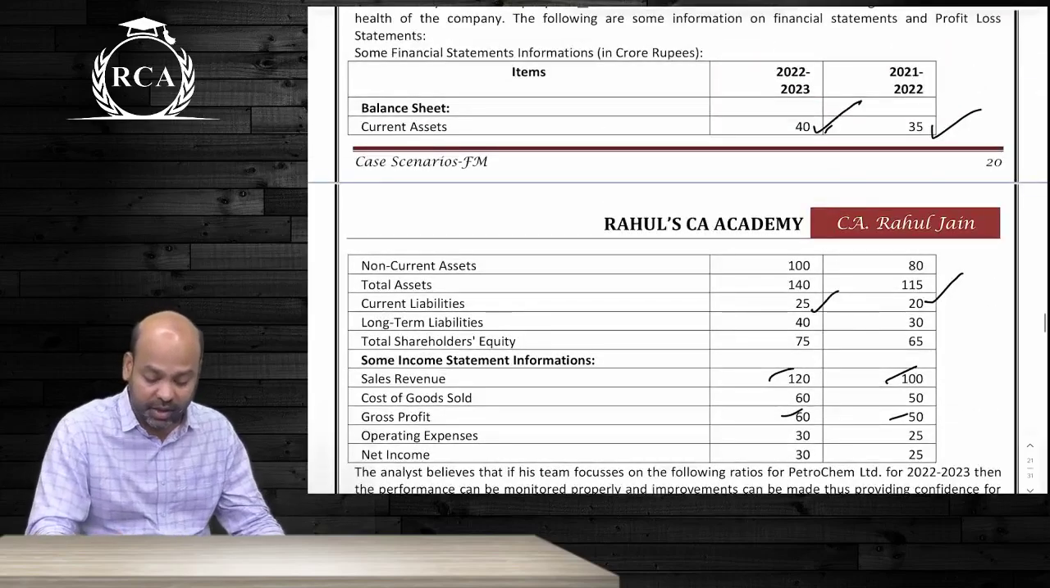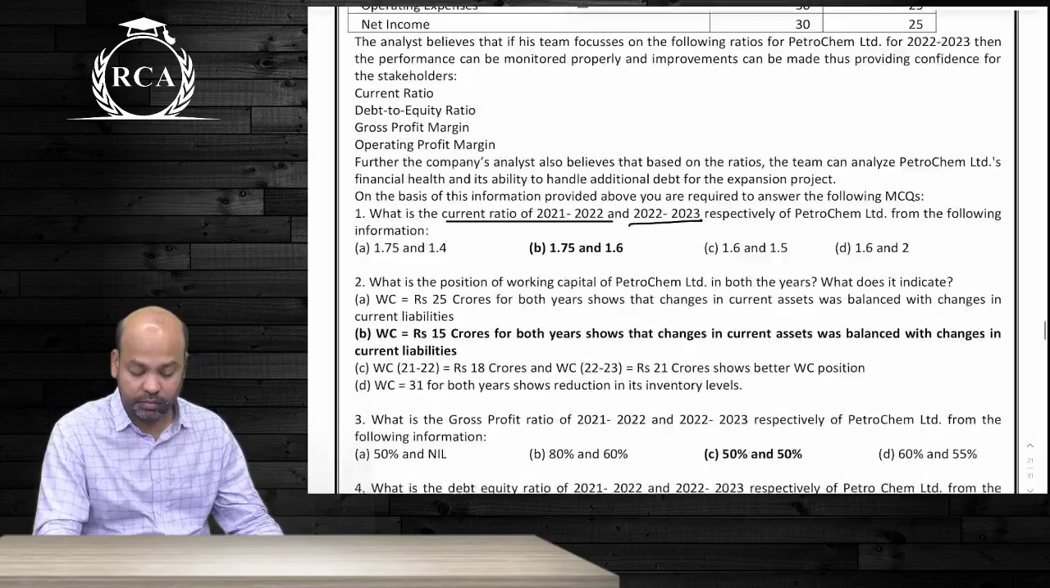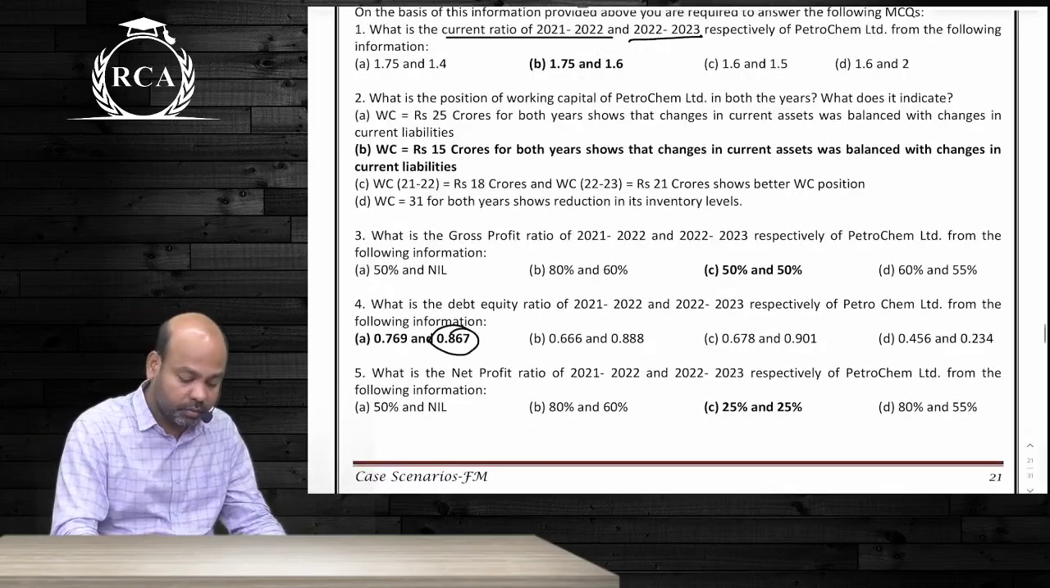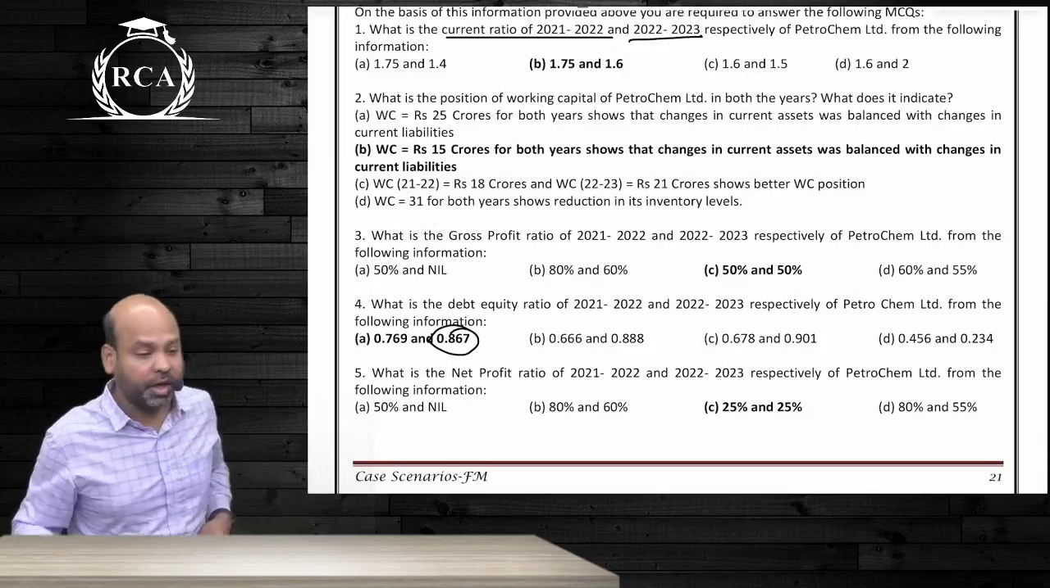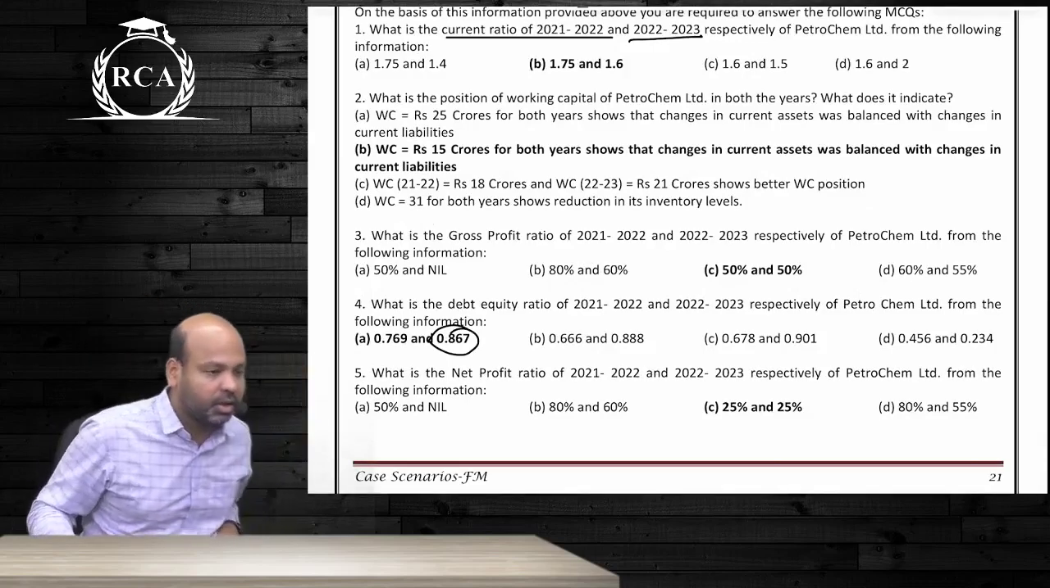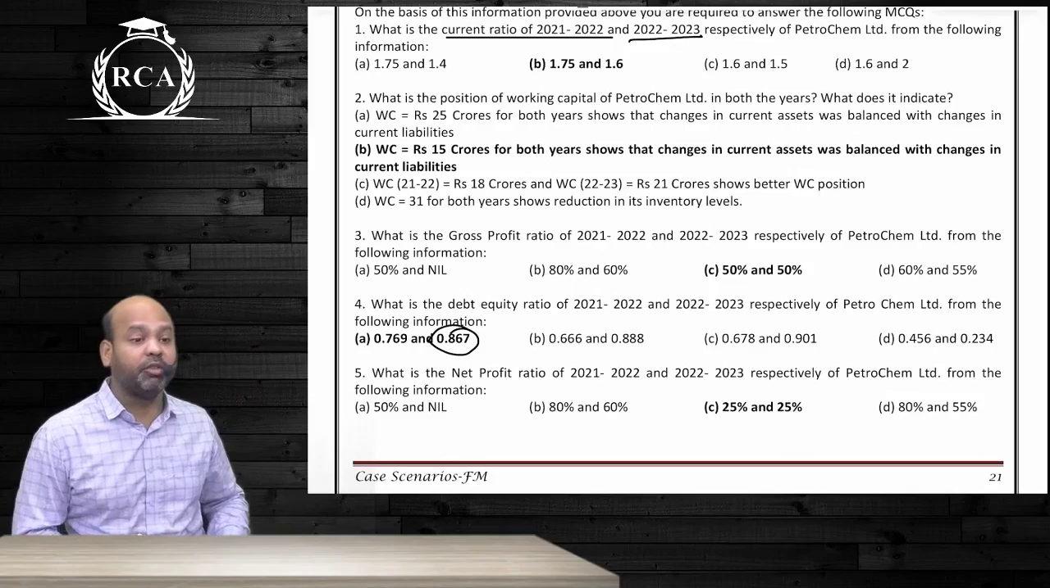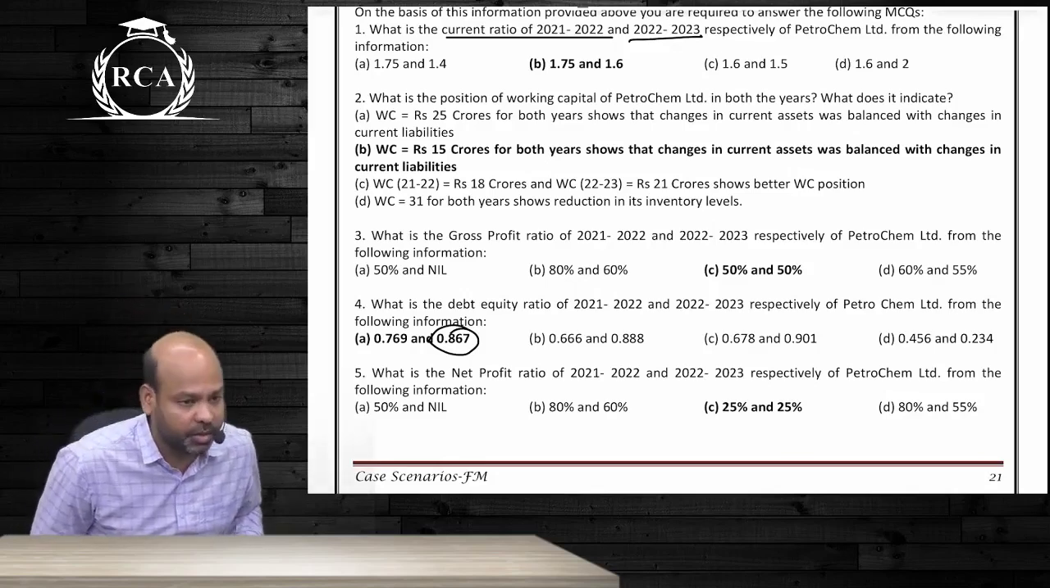I'll just verify the answer, beta. 65 divided by 75 कितना है? This is the answer, guys. By default, when they use the word debt equity ratio, do you also include short-term debt? Yes. So you have to include current liabilities also without yawning. Are we clear about this?